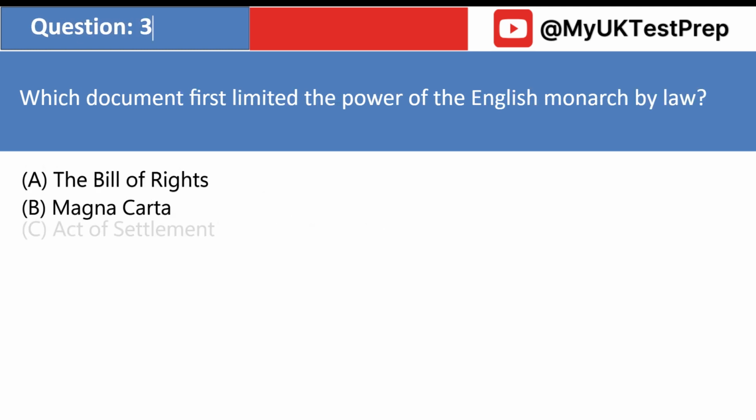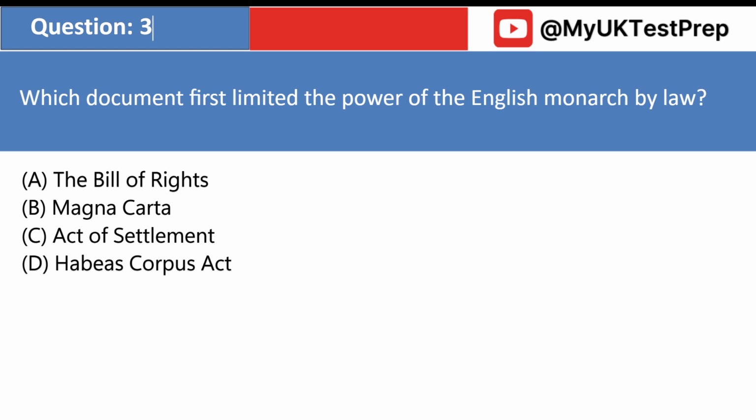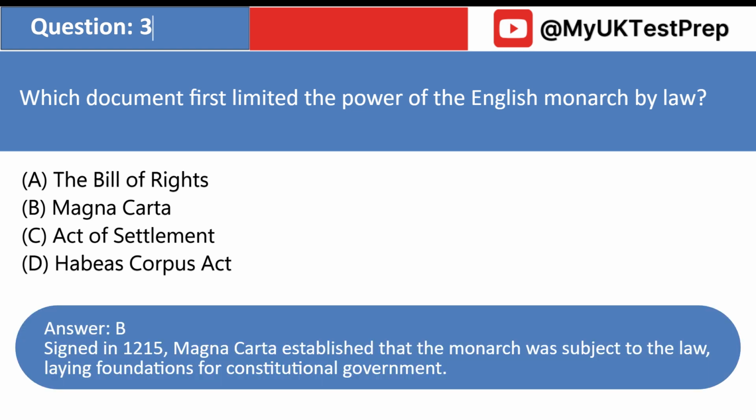Which document first limited the power of the English monarch by law? A. The Bill of Rights. B. Magna Carta. C. Act of Settlement. D. Habeas Corpus Act. Answer: B. Signed in 1215, Magna Carta established that the monarch was subject to the law, laying foundations for constitutional government.